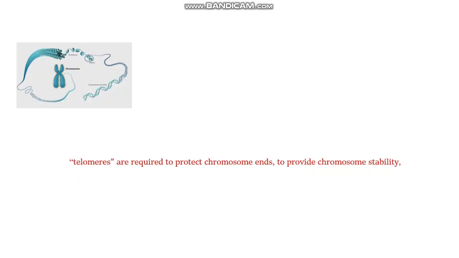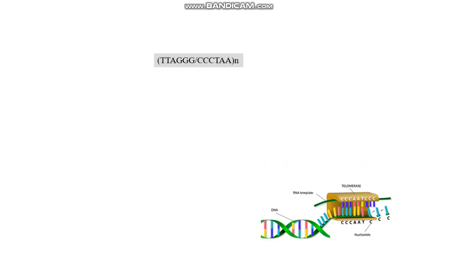Later on, McClintock noted that without this special end structure, the telomere structure, the chromosome would fuse and often break upon mitosis. So the telomere is required to protect the chromosome end and to provide chromosome stability.